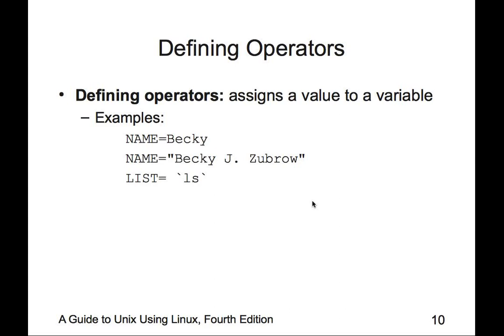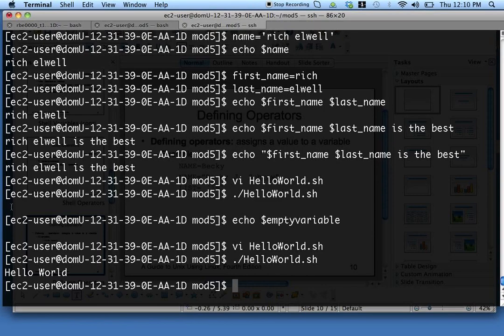Defining operators. You can set names. I did that. This third one here, I did both of those. Set a name equal to a value. Set a name equal to a value with spaces in it, you need the quotes. This last one down here, where you have a command inside of backticks, will set the variable equal to the output of the command.